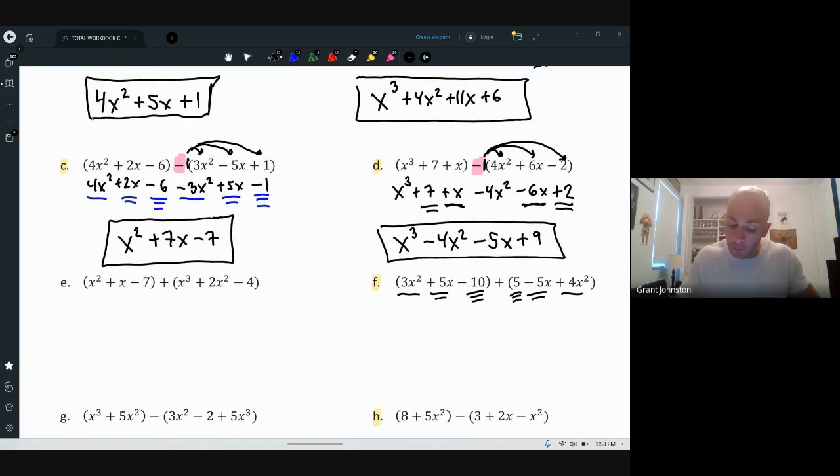So 3x squared plus 4x squared would be 7x squared. Now, the 5x plus -5x would just be 0x. So those just cancel out. 0 times x is just 0. Anything times 0 is 0. You can write 0x, but it's not needed. -10 plus 5 would be -5.